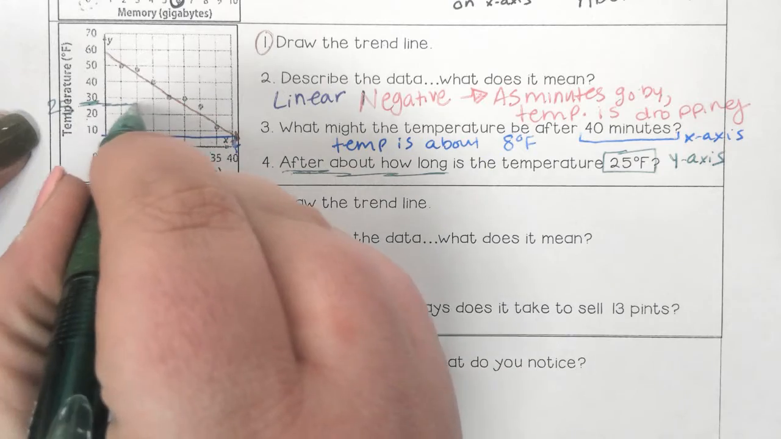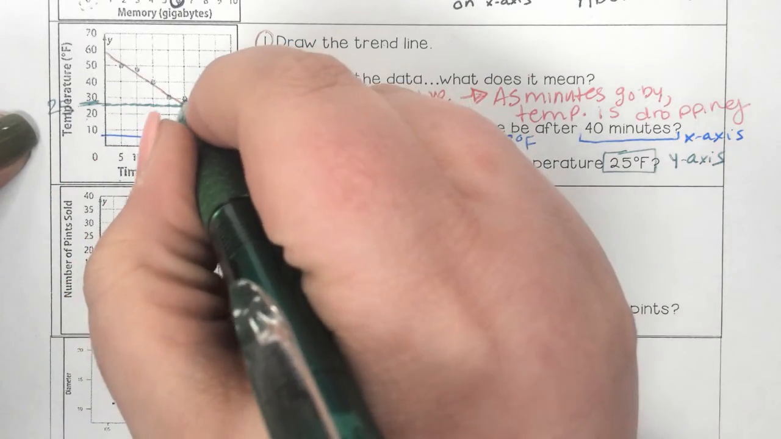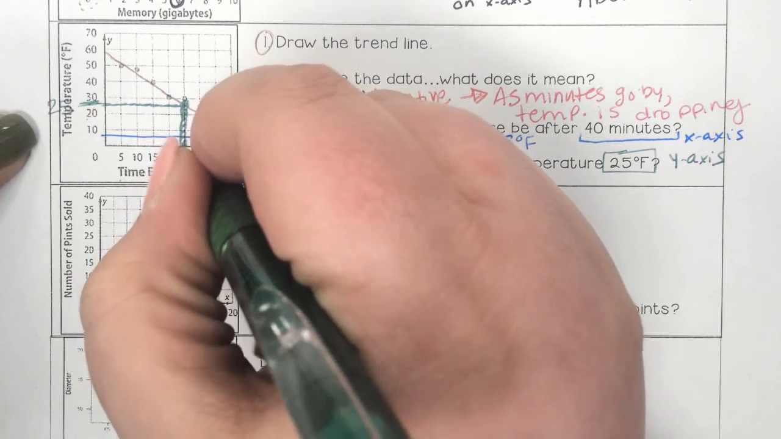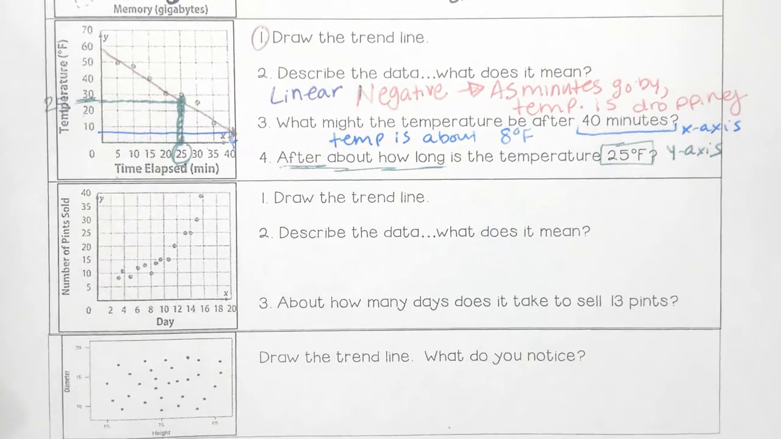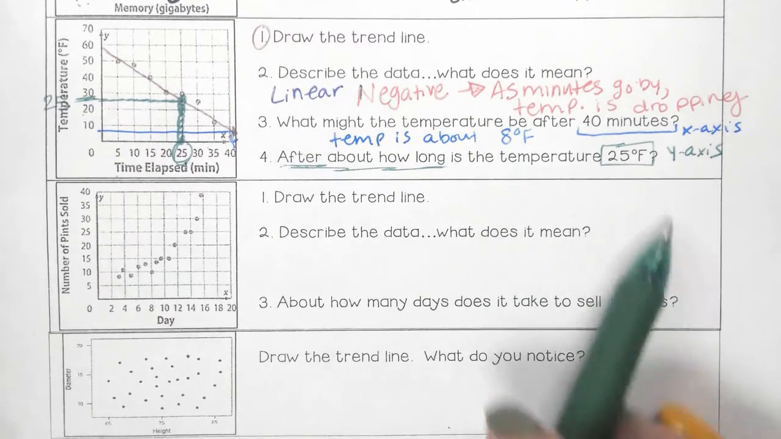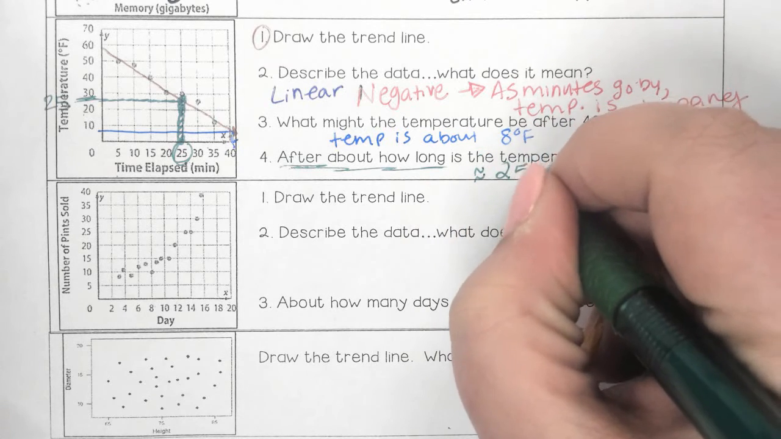I'm just going to follow that 25 y value until I'm on the trend line. And now I can see that that's about 25 minutes. It took us about 25 minutes to see a temperature of 25 degrees. So I'm going to say about 25 minutes.